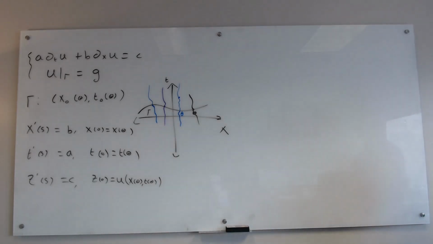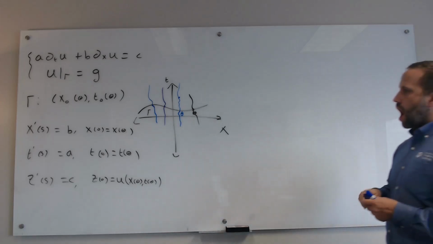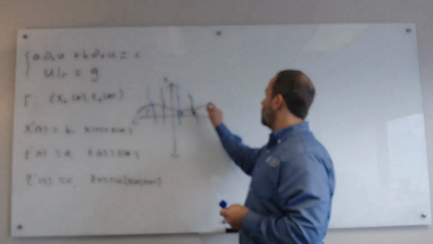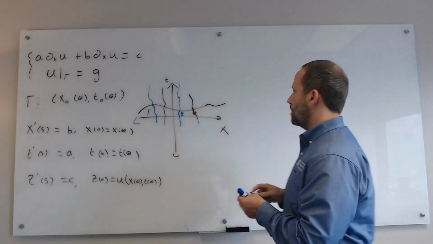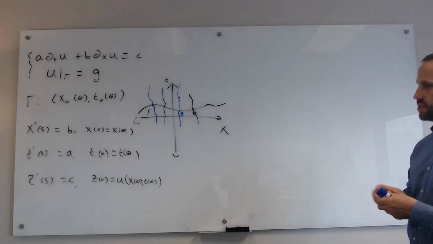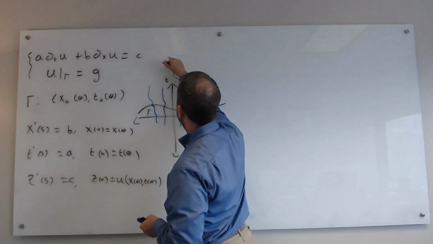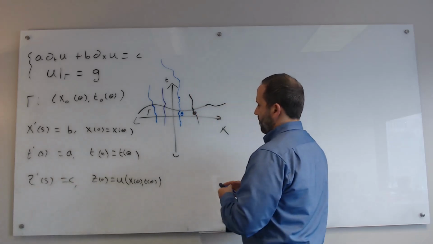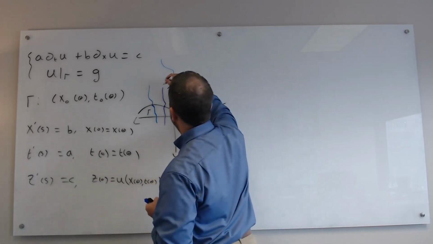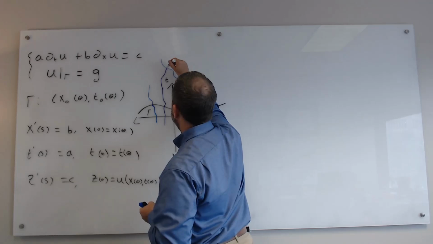So I want to talk about existence and uniqueness theorems. And I want to ask a question here. I want to try to think about what could go wrong. So here's some things that could go wrong. So let's say I've got this blue characteristic here, and let's say it goes up like this, and then I have this purple characteristic, it goes up like this.